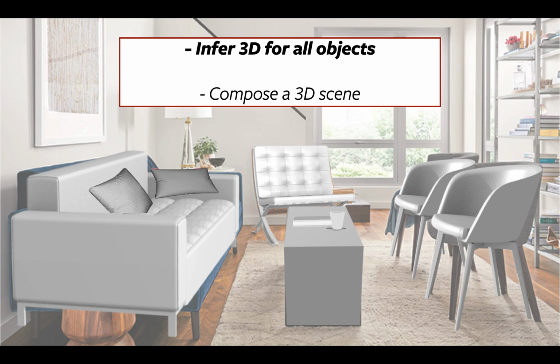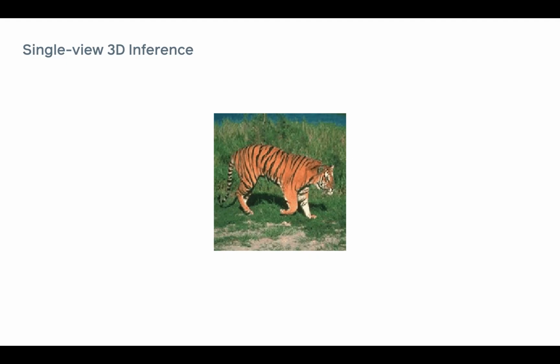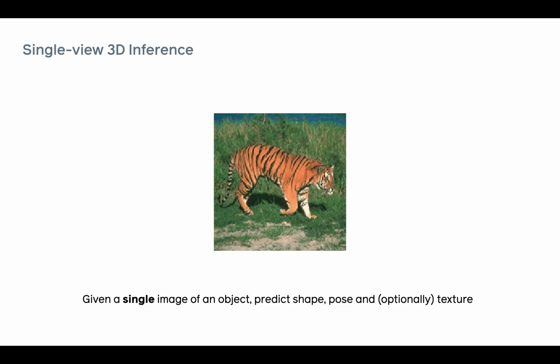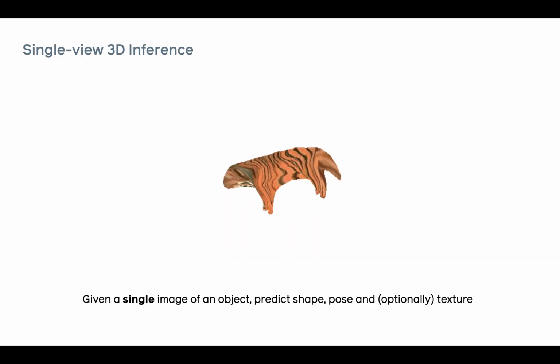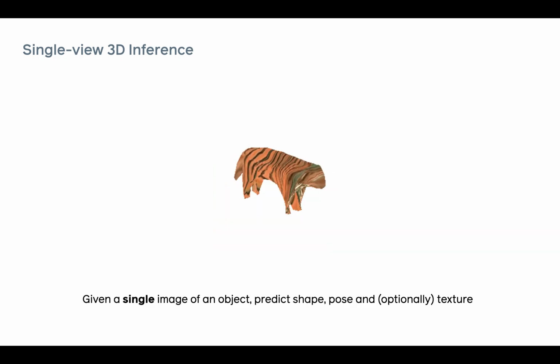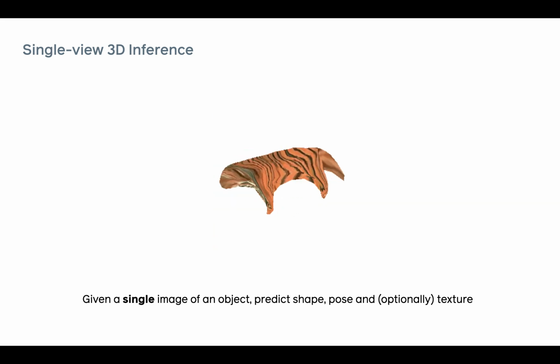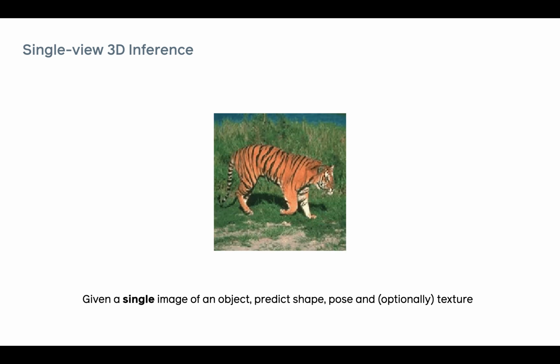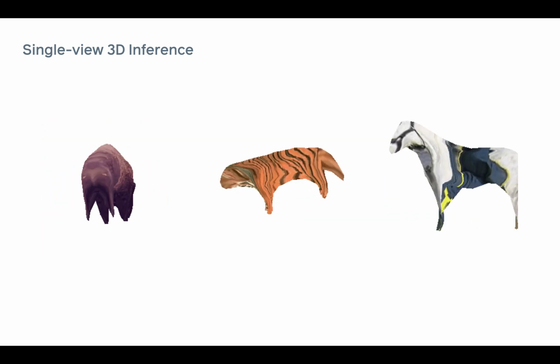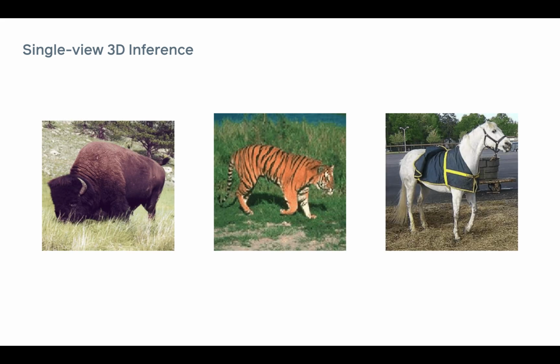Going into this goal of inferring 3D for all objects, here is an illustration of what we are after. Given an input image, our goal is to predict the shape, the corresponding camera pose, and maybe even the texture of the object that we are seeing here. Here's the prediction that the approach I'm going to talk about can give us: given this image, it infers a reasonable coarse shape of the tiger, also infers its pose, as well as the texture overlaid. And we want to be able to do this on other categories as well, such as some others shown here.